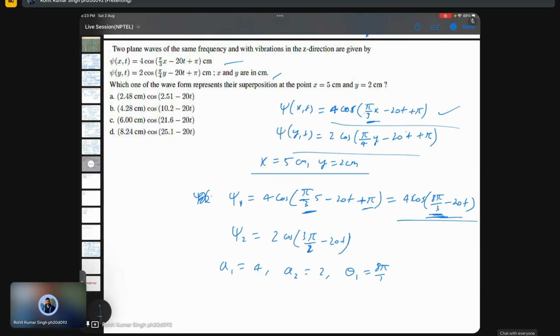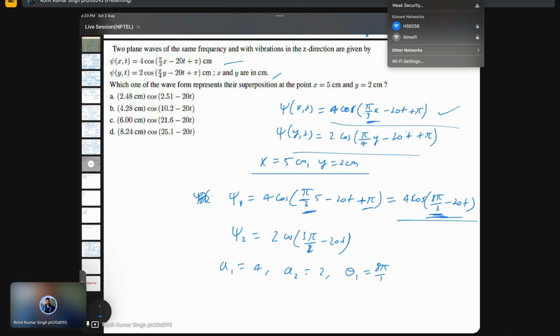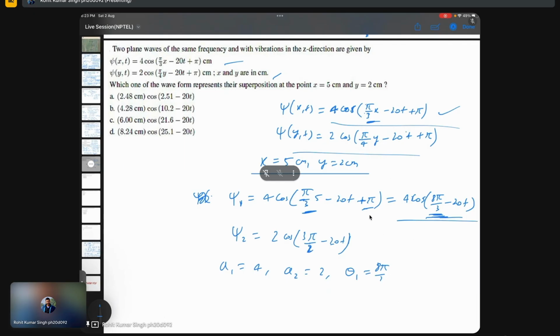Okay, then if everyone is fine, let's move to the next problem. I'm changing the page, but it's not changing here. So, which page are you able to see right now? Okay, okay. If the new slide is visible, then it's fine.